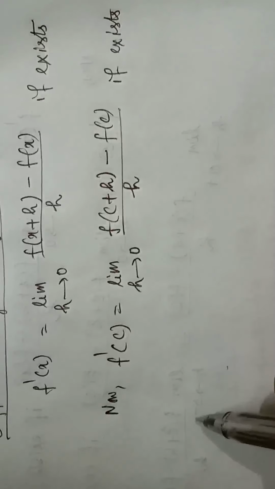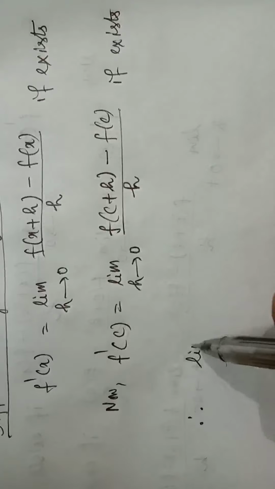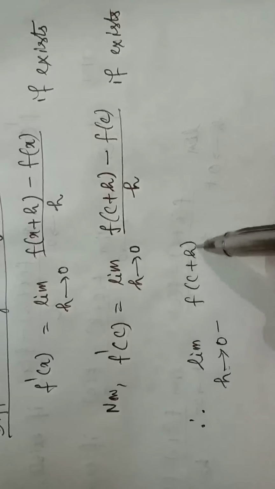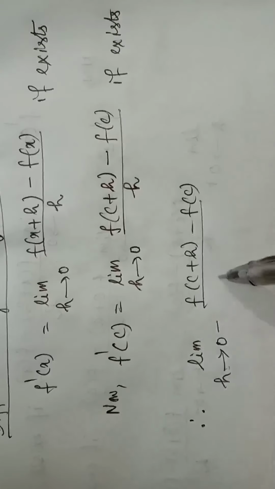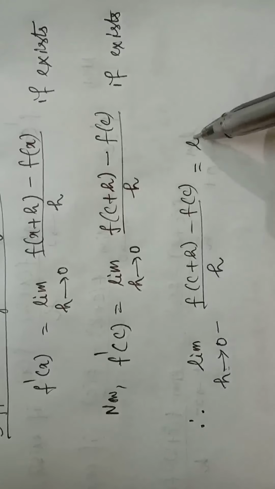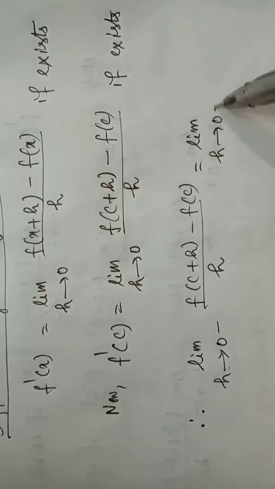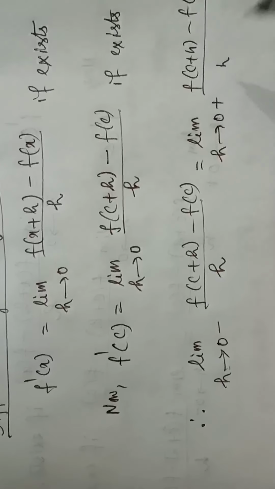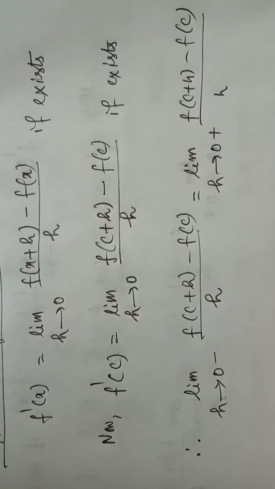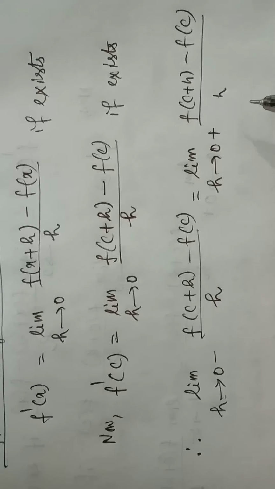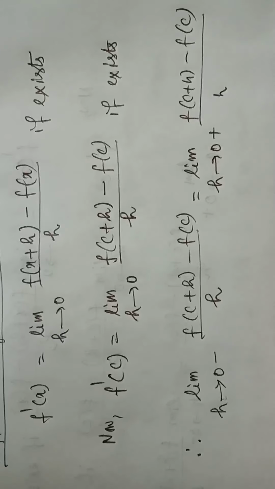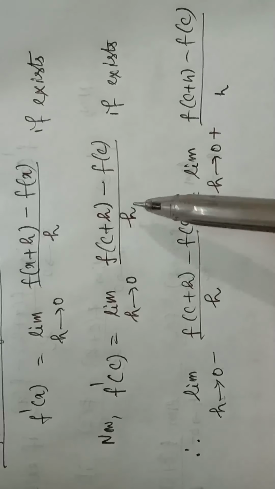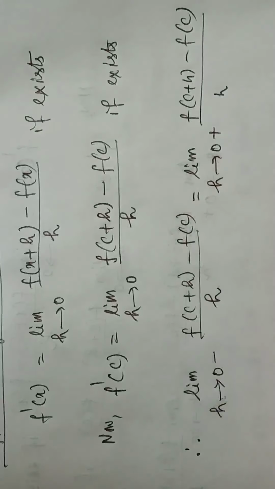then at that point the left hand limit, h tends to 0 minus of f of c plus h minus f of c divided by h, must be equal to the right hand limit, h tends to 0 plus of f of c plus h minus f of c divided by h. Left hand limit equal to right hand limit. If left hand limit equals right hand limit, then only the limit as h tends to 0 will exist, and we will say the derivative of f x at x equal to c is this value.